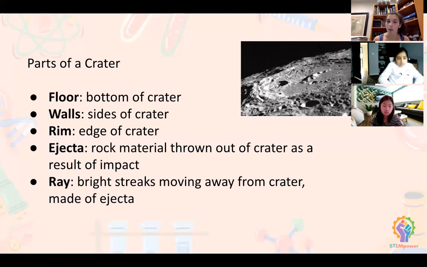You have the ejecta, or the rock material that is thrown out of the crater from either the surface of the moon or the rock that actually hits it. Whatever goes out of the crater is called the ejecta. And then you have a ray, which are bright streaks that move away from the crater that are actually made of this rock material that's thrown away from it.